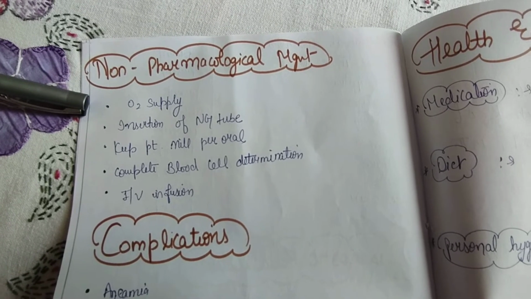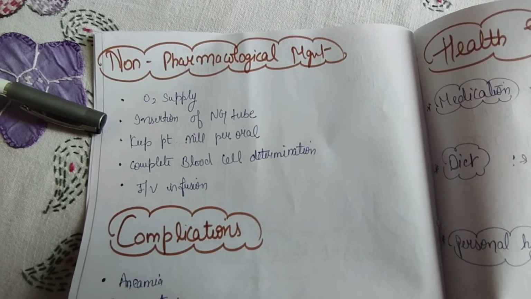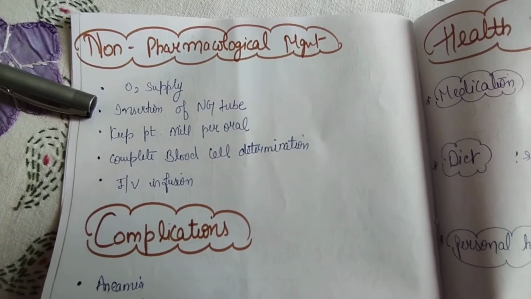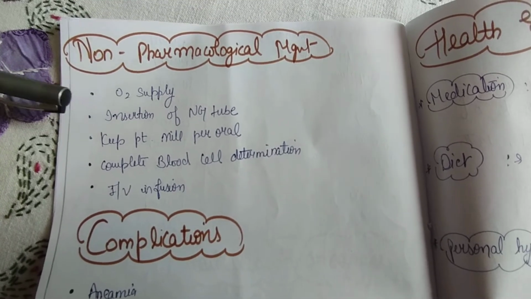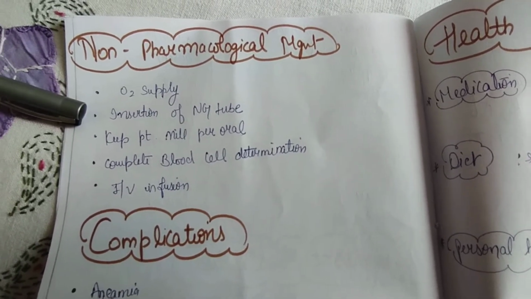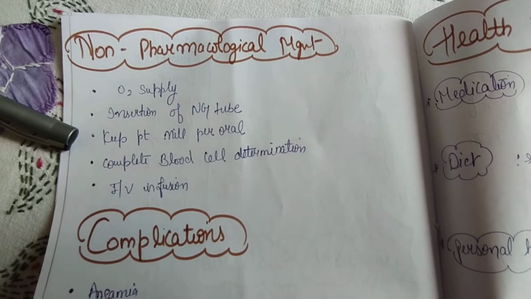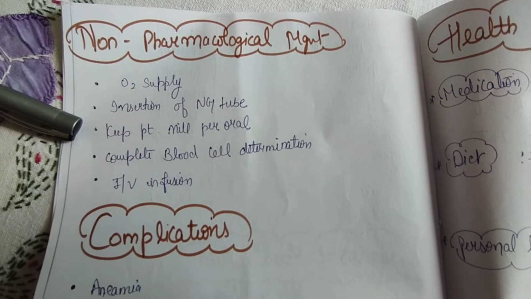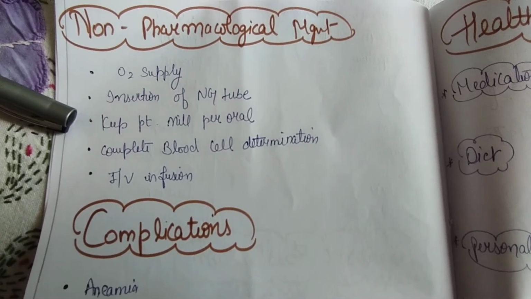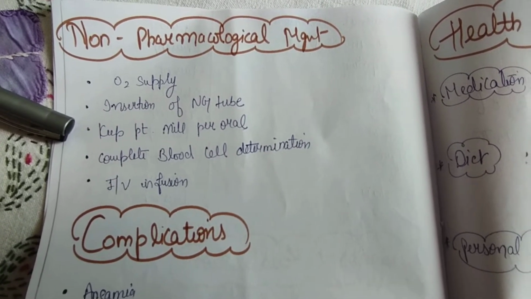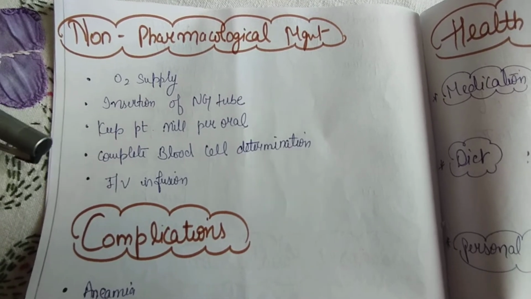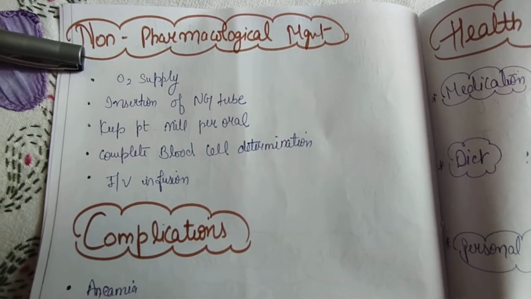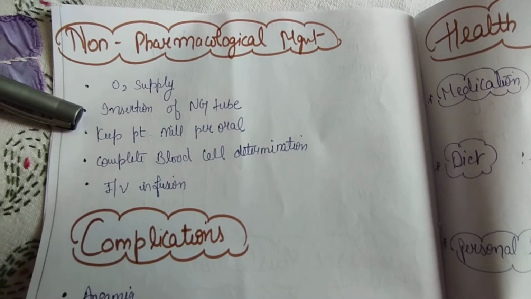Then is the non-pharmacological management. We must give oxygen to the patient. Insertion of an NG tube, a nasogastric tube: if the patient is unable to digest anything, even water, then we insert the NG tube to give feeding to the patient. Then keep the patient nil per oral. If there is severe ulceration in the stomach of the patient, then we must keep the patient nil per oral. We are not going to give anything to the patient by mouth. Complete blood cell determination and IV infusions are all part of the non-pharmacological management we are going to do.